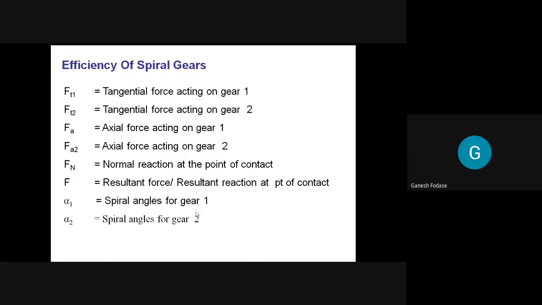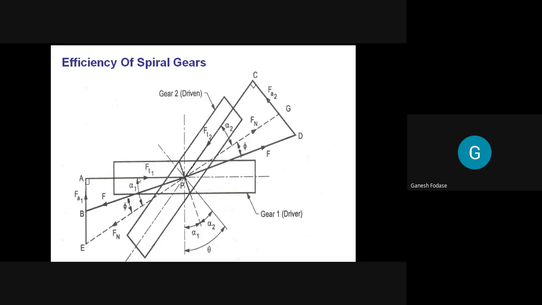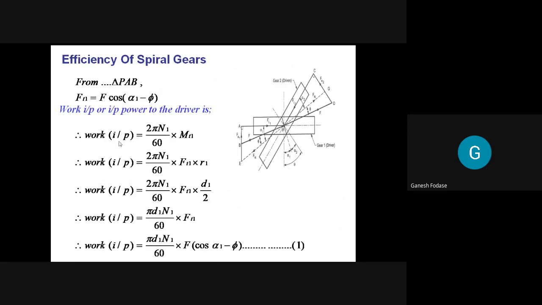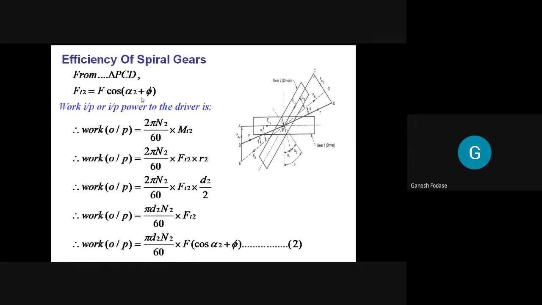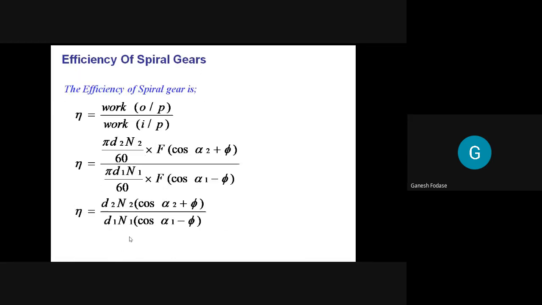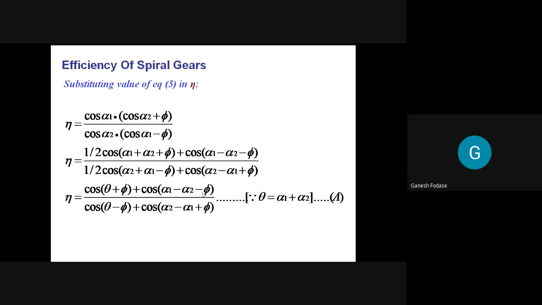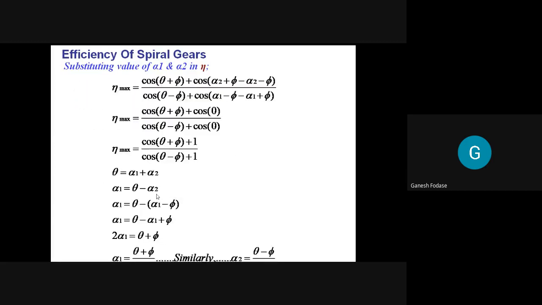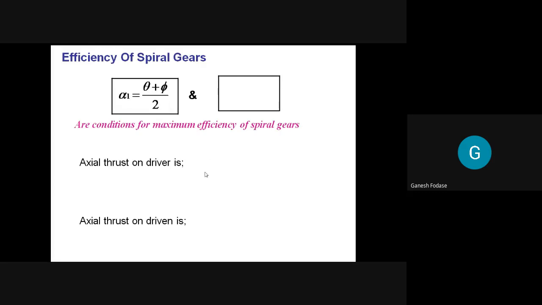And finally, the efficiency expression. For finding the efficiency expression, we consider tangential forces. Then from tangential forces, we find the torque, output torque, input torque, then power output and power input. First find the tangential force, then input power, then tangential force 2, then output power, then take the ratio of them, and we get efficiency. Simplify this expression to this term, that is efficiency is equal to this much. Then finally find the expression for maximum efficiency by putting this term equal to 1. So the condition for maximum efficiency is alpha 1 equal to theta plus pi by 2, alpha 2 equal to theta minus pi by 2.